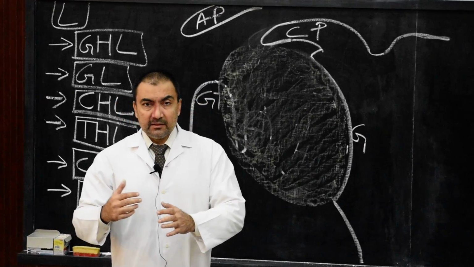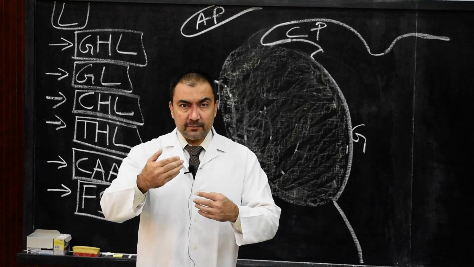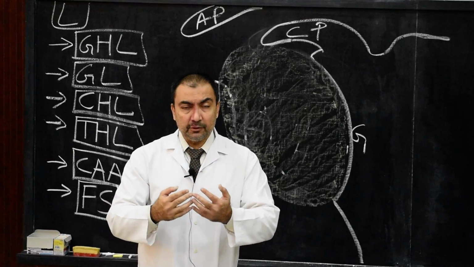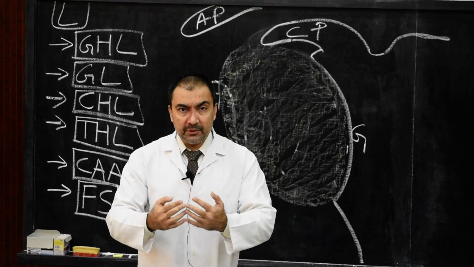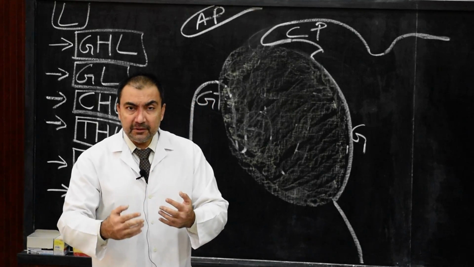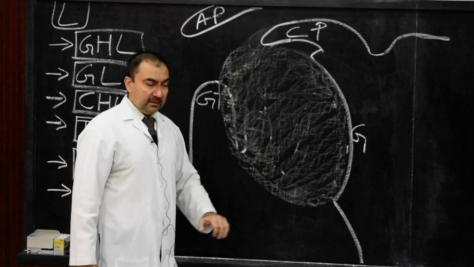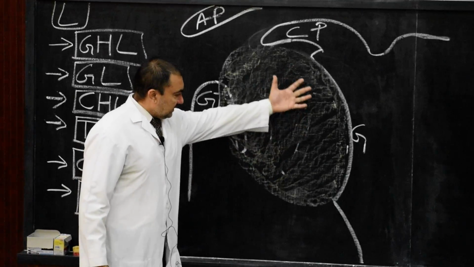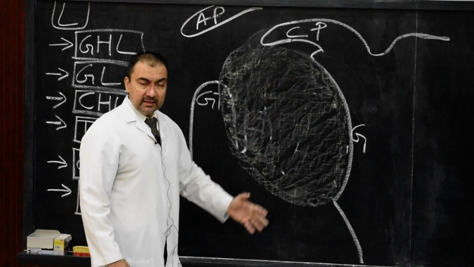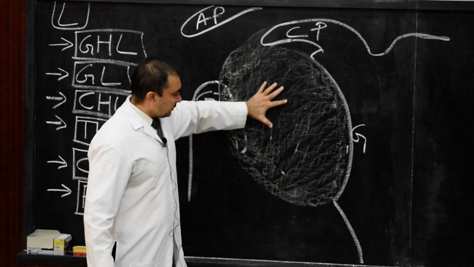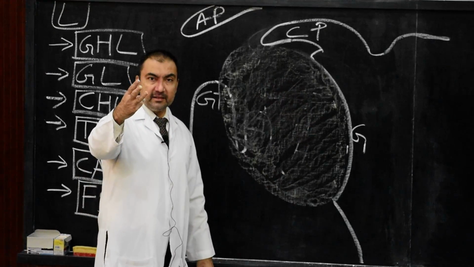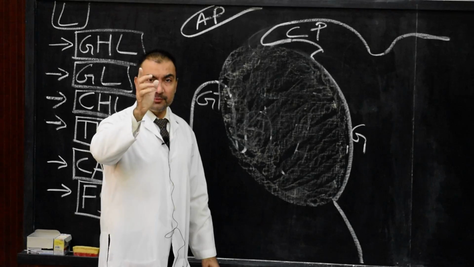Glenohumeral ligaments, they are three bands, superior, middle, inferior. They are the thickenings of anterior wall of capsular ligament of shoulder joint. So this is the anterior wall, this is the fibrous capsule, and therefore the anterior wall of fibrous capsule or capsule ligament will show three bands, three thickenings which are called glenohumeral ligaments.